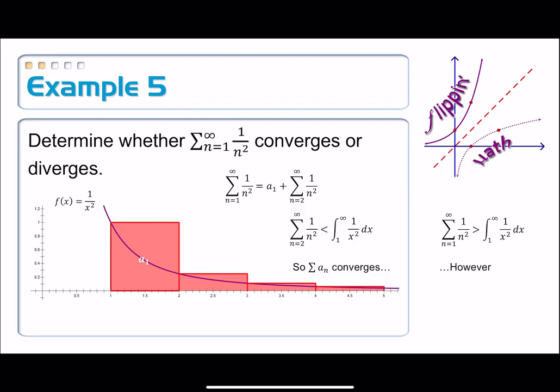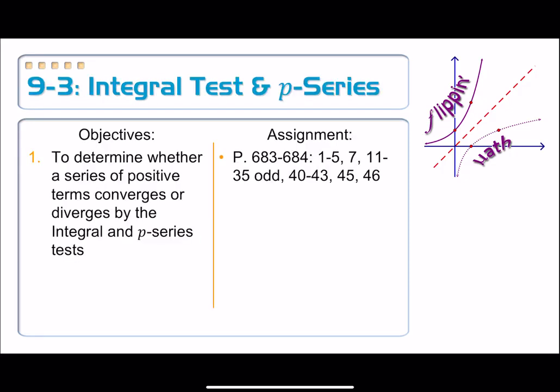And specifically, if we go back to that result, it was pi squared over 6 that Euler showed to be true. Pi is about 3, 3 squared is about 9, 9 over 6, definitely bigger than 1. All right, so that concludes our lesson on both the integral and p-series tests.